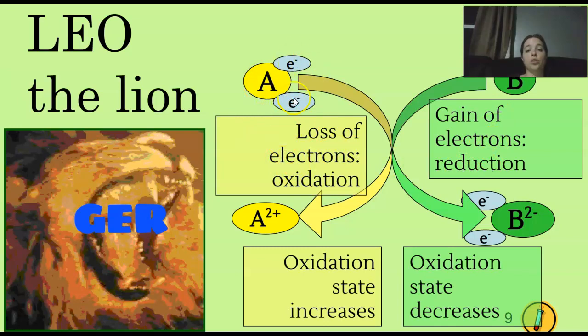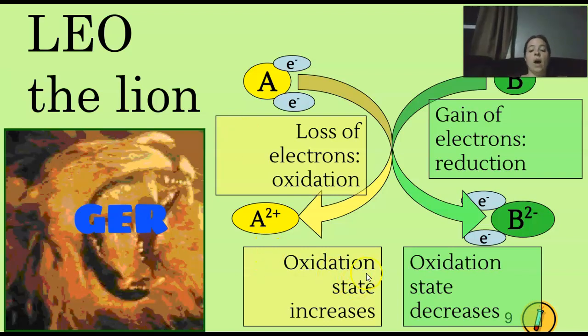This has A with 2 negatives. It loses those 2 negatives. It becomes an A2 plus. Whereas here we start out with a metal or a regular element, and then we are gaining 2 electrons to make a 2 negative. Remember, it's the opposite. Losing, you get positive. Gaining, you get negative. The reason for this being, if you gain electrons, you have more electrons than protons. If you lose electrons, you have more protons than electrons.